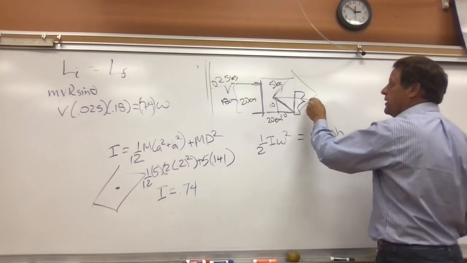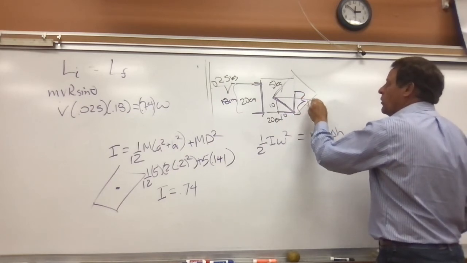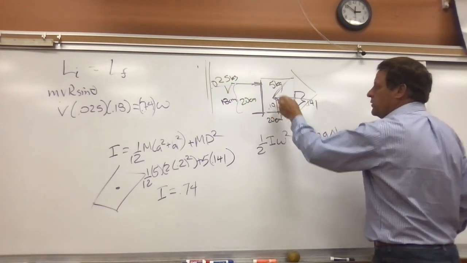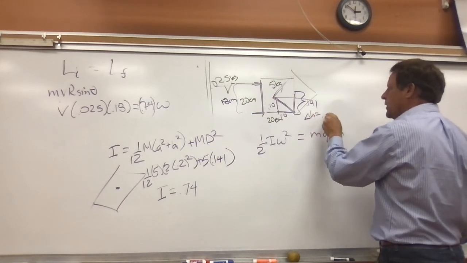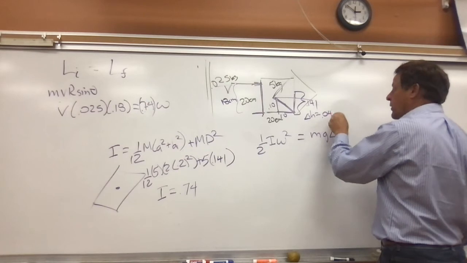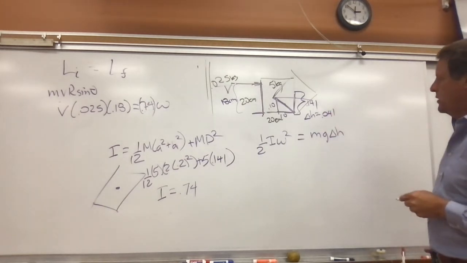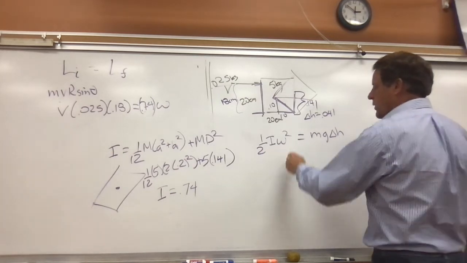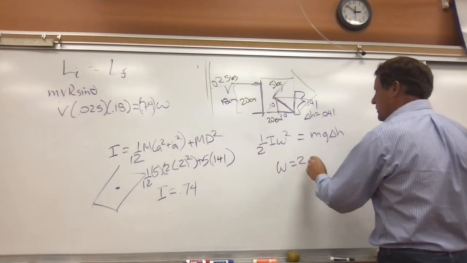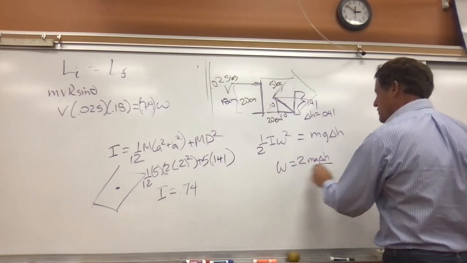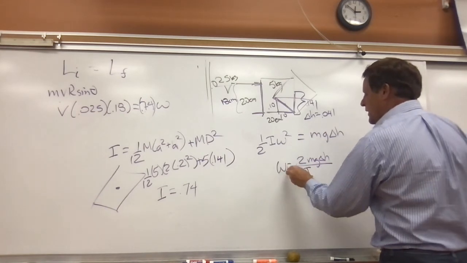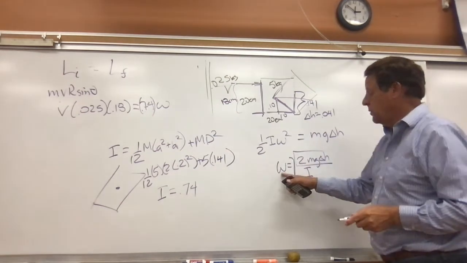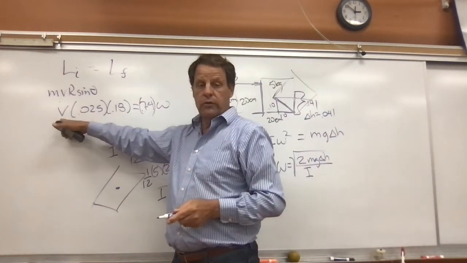Now once it rotates up, this is still 0.141, and this is 0.1, so this change in height, the delta h, is going to equal 0.041. Okay. And we are now going to say that we're looking for omega. So omega is going to equal 2 mg delta h divided by I, and then we're going to take the square root of that. And that's going to be omega. That's going to go there, and then we can solve for the velocity.